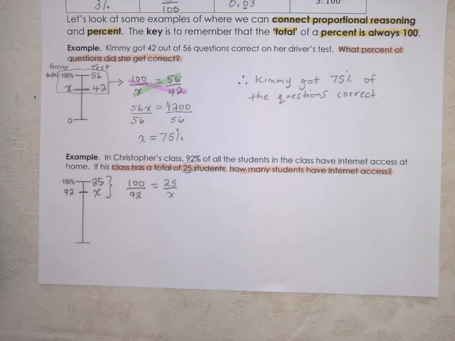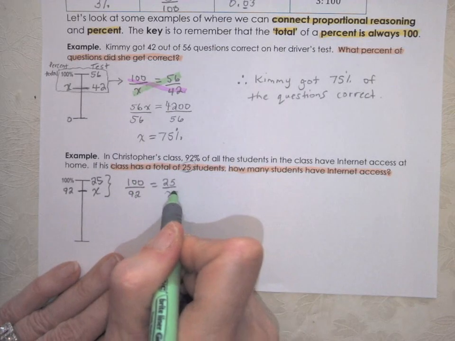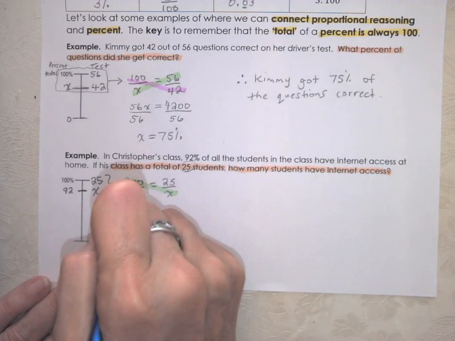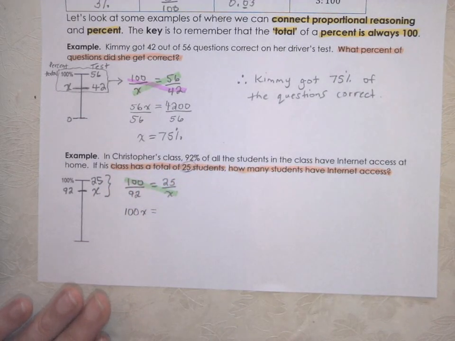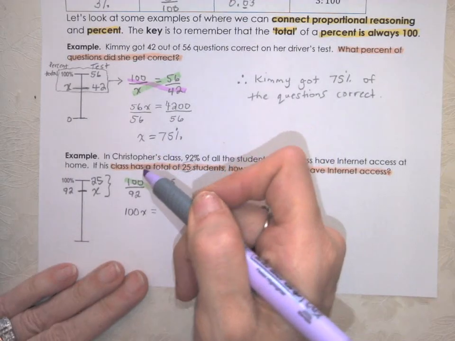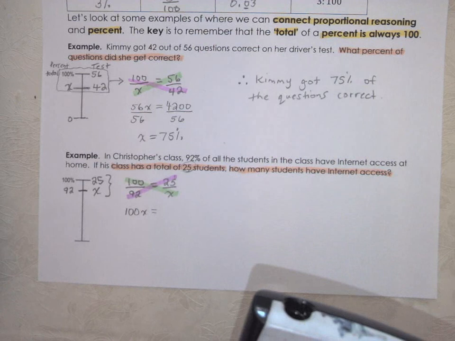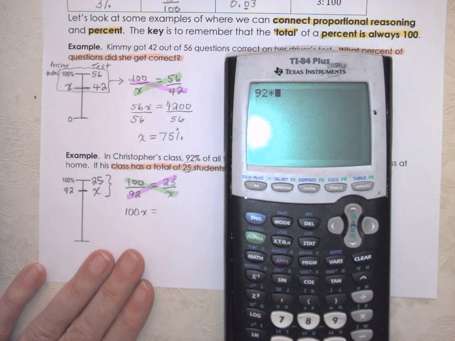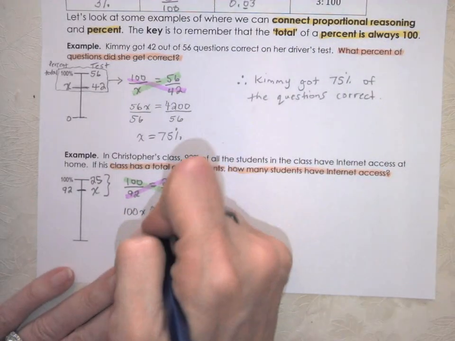So I'm going to find my X and cross. So 100 times X is 100X. And 92 times 25. Again, don't forget that equal sign, most common mistake again. So that's 2,300 if I multiply 92 and 25.